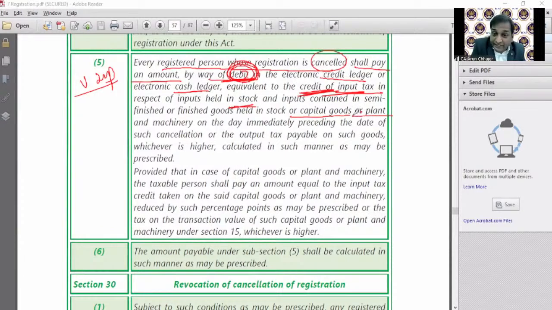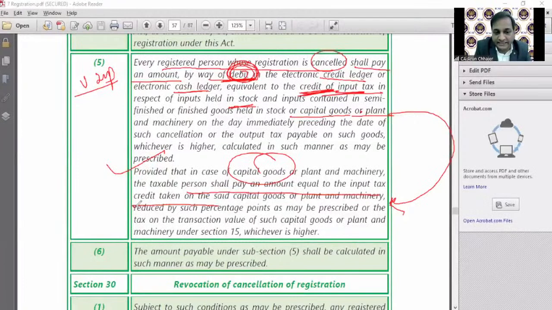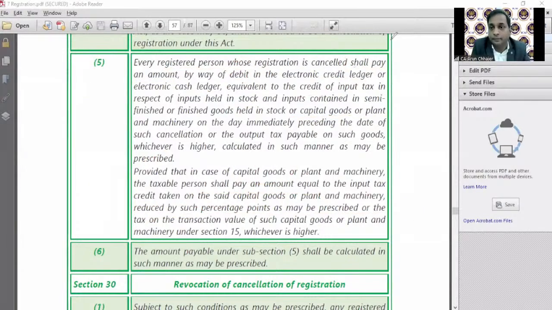For capital goods or plant and machinery, there is a proviso. The proviso says how much amount I need to pay on capital goods. In case of capital goods or plant and machinery, the taxable person shall pay the amount equal to the ITC taken on the said capital goods or plant and machinery, reduced by such percentage points as may be prescribed. So Rule 44, which talks about the life of the capital goods, is 5 years. For the proportionate life, I have to reverse, I have to pay the same.